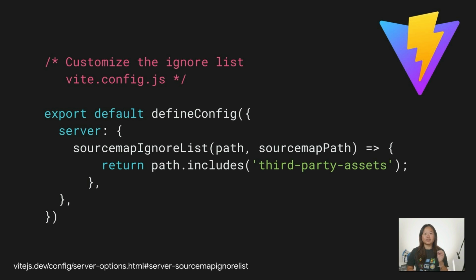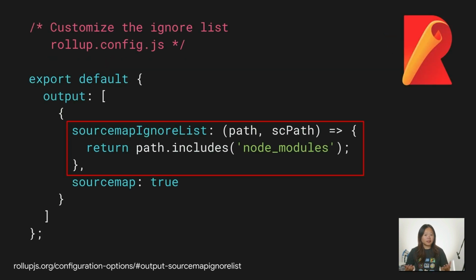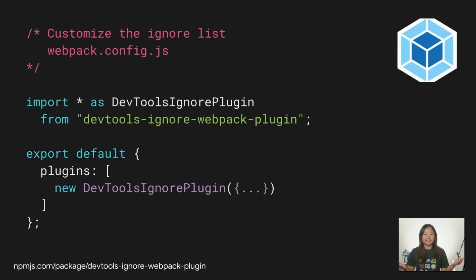Good news for Vite users. Vite already configures the x_google_ignoreList to ignore files in node_modules by default, so you get an improved stack trace for free. If you want to further customize the ignore list, you can set the server.sourcemapIgnoreList to add more files to it. For example, if you have an assets or third-party utilities folder, you might want to ignore them during debugging. Apart from Vite, Rollup also supports the ignore list configuration. There is also a Webpack plugin for that.